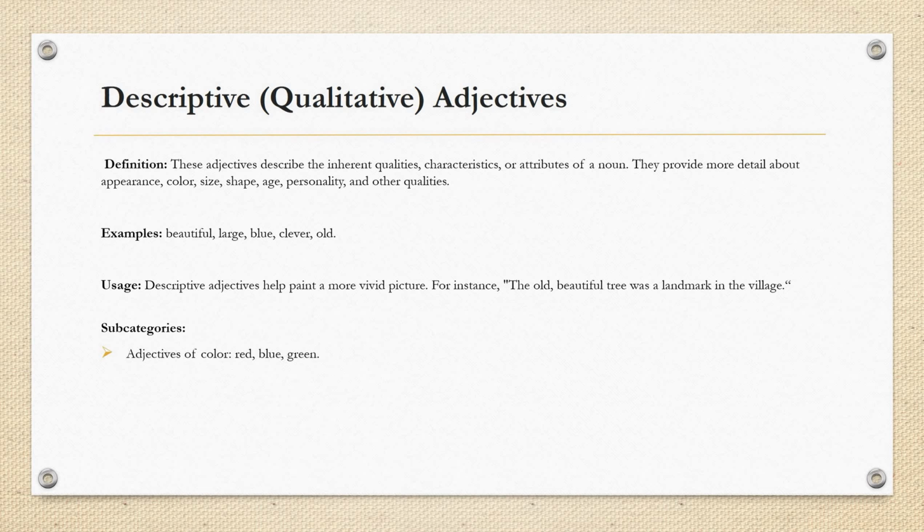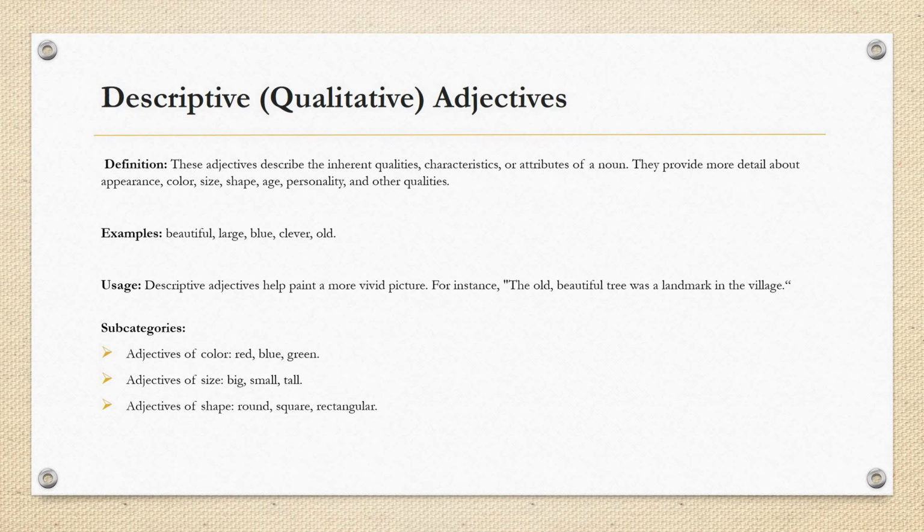Subcategories: adjectives of color, red, blue, green. These help clarify visual details such as a red apple versus a green apple. They set a scene and convey specific imagery to readers or listeners. Adjectives of size, big, small, or tall. These adjectives convey dimension, helping the audience visualize and understand the size of a noun. For example, a tall building versus a small building suggests a different impression.